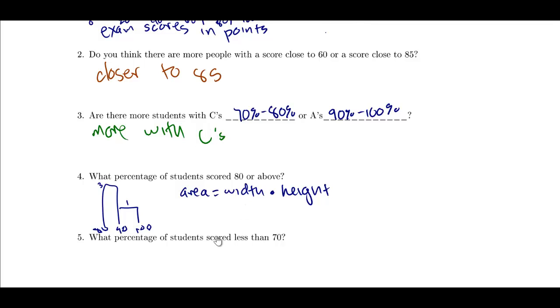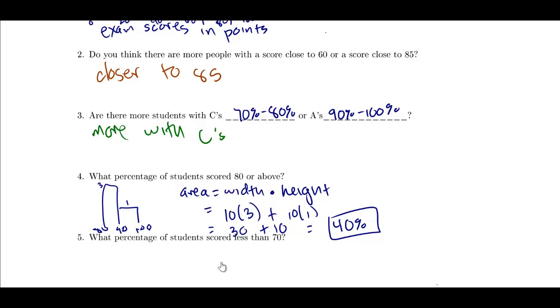So my first rectangle has a width of 10. 80 to 90 has a width of 10, and then the height was 3. And then my next rectangle has a width of 10 as well, but a height of only 1. And so my two areas are 30 and 10, which add up to 40. So 40% of our students scored an 80 or above.